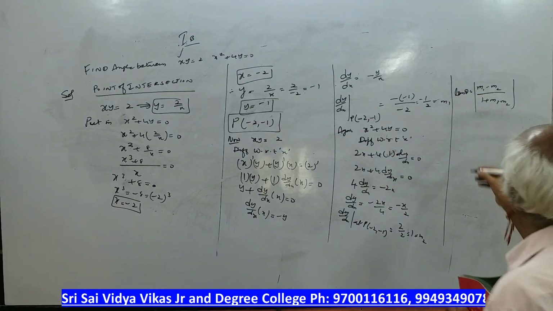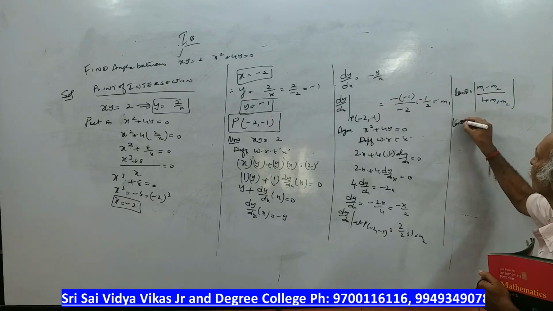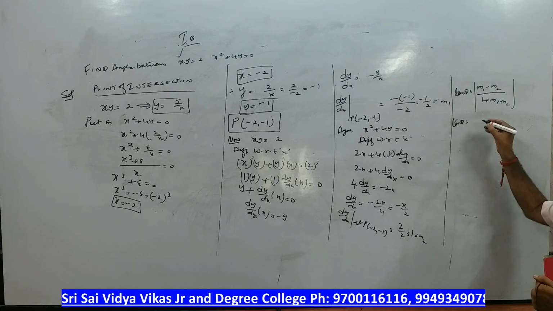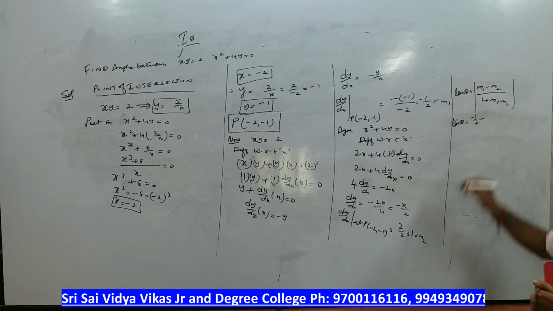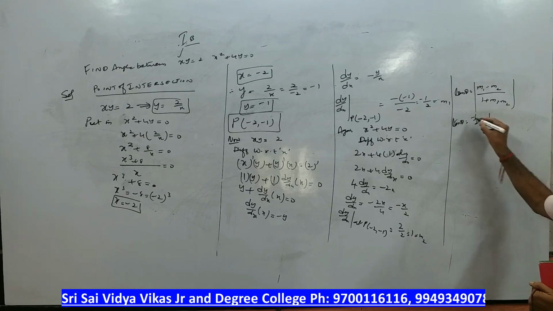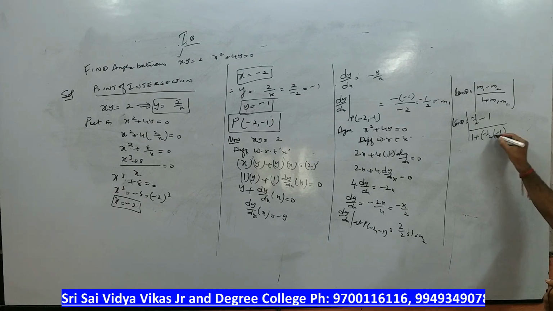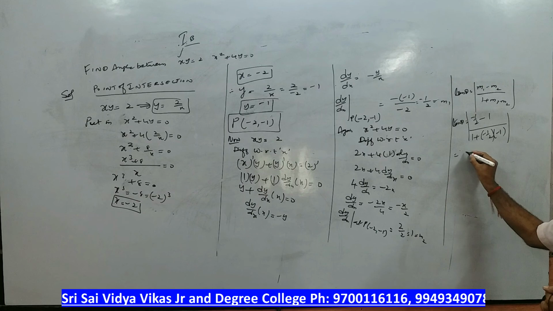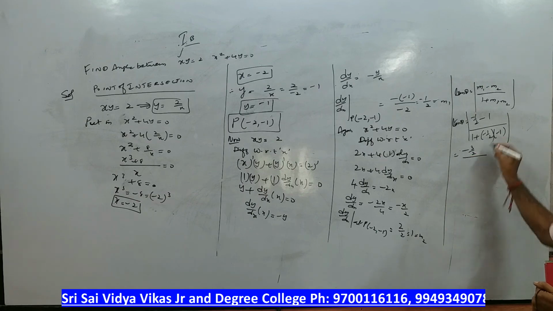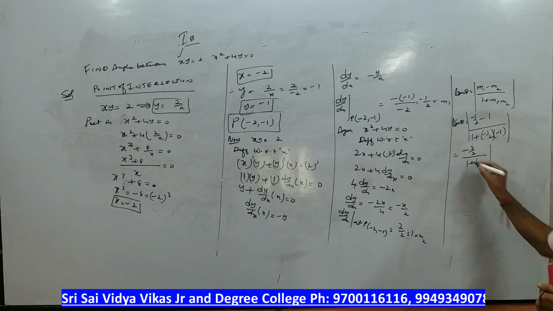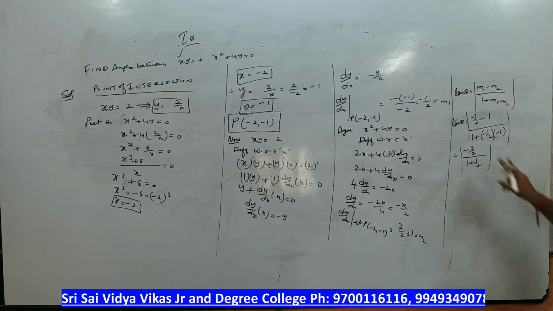Now, what did we get for m1? m1 is minus 1 by 2, m2 is 1, so minus 1 by 2 minus 1, by 1 plus minus 1 by 2 into 1. So m1 minus m2, minus 1 by 2 minus 1, how much do we get? Minus 3 by 2 by 1 minus 1 by 2, which is 3 by 2.